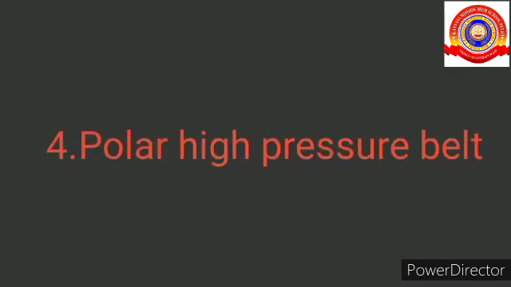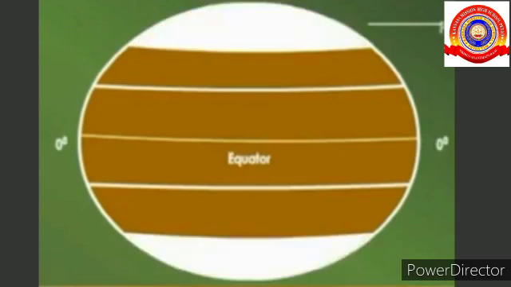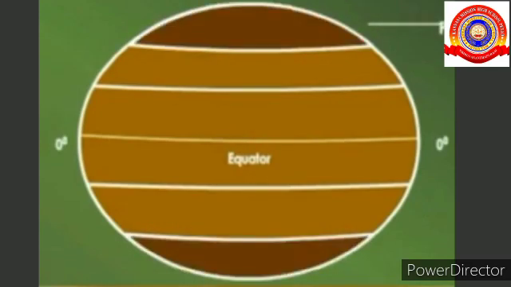Last one is the polar high pressure belt. Around the North Pole and the South Pole, the temperature remains low, and thus a permanent high pressure develops over the poles.